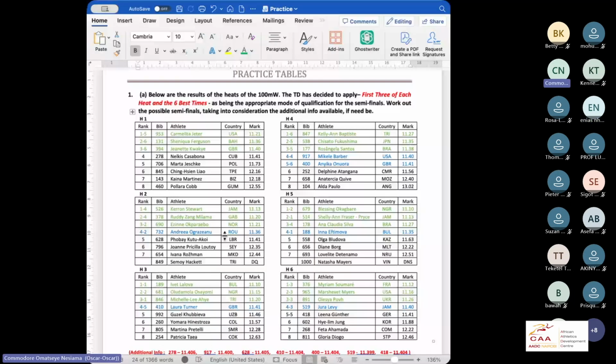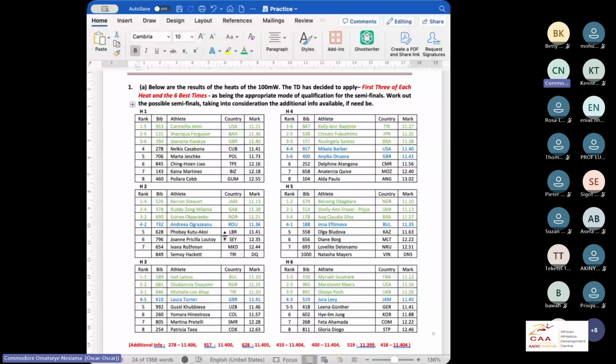We will not have time to do all these ones in the exams. Now, the question here is a 100 meters women heat, and first 3 of each heat and the last 3 best times. 6 best times will qualify for the 3 semifinals. We know there are 3 semifinals because of what they have put here.